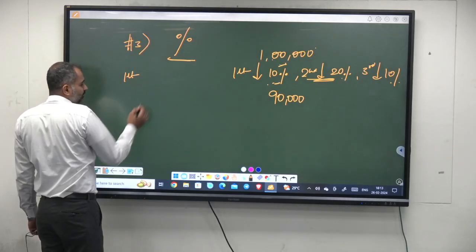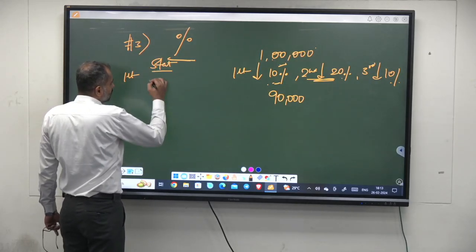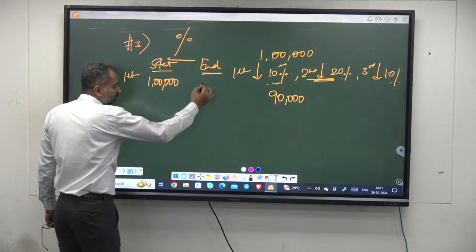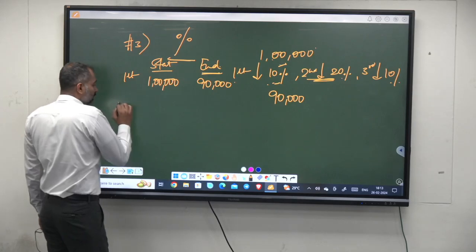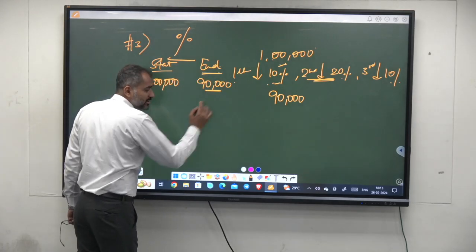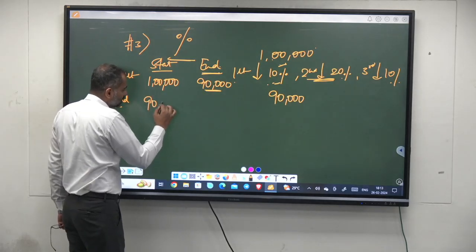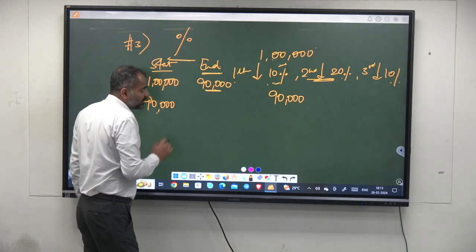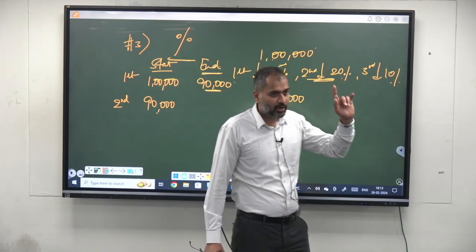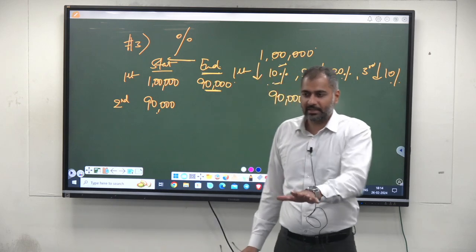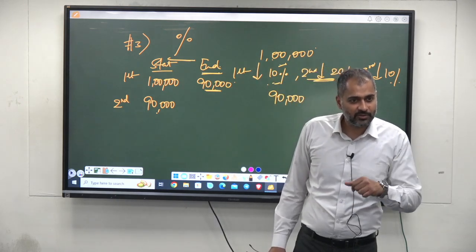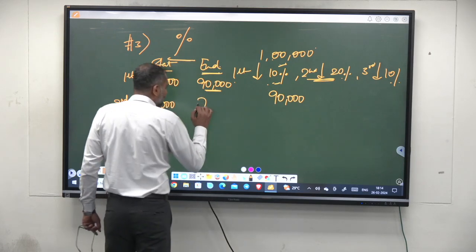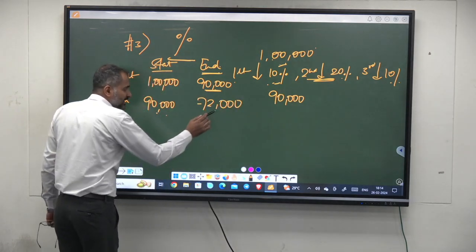See, first year, starting population was 1 lakh. At the end, it decreased by 10%, means it becomes 90,000. Second year starting, whatever ended is what starts, 90,000, it won't change, same thing will start. Again this decreased by what percent here? 20%. You always start from 1% or 10%. What is 10% of 90,000? 9,000. 10% is 9,000. 20% is 18,000. If you decrease it by 18,000, that becomes what? 72,000 is the end population.